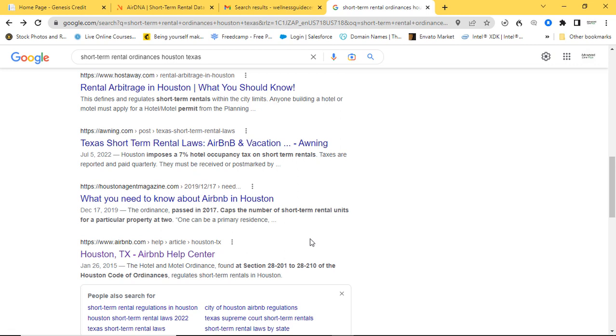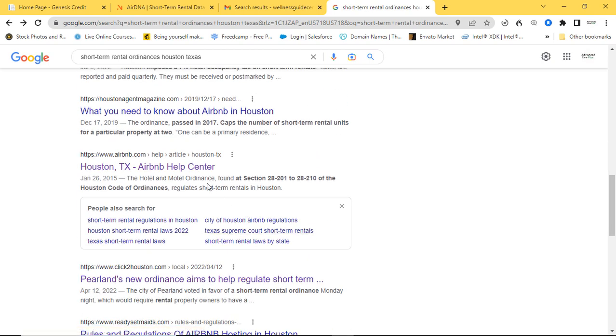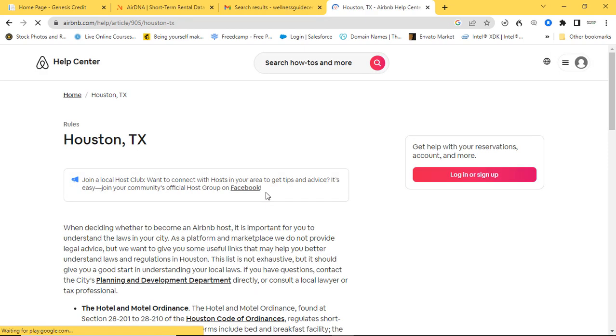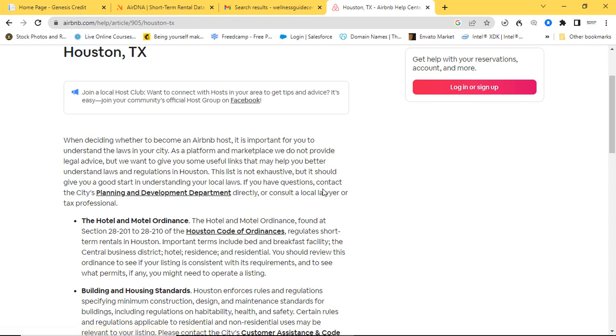So for example, I'm here in Houston, Texas, and I just typed in short-term rental ordinances, Houston, Texas. As you can see, I get a lot of good information immediately about what I may need to consider for my area. Even Airbnb itself, as you can see right here, has a helpful article that tells you about your specific state. So if I click here, it's going to just tell me some information about what's going on in my state.